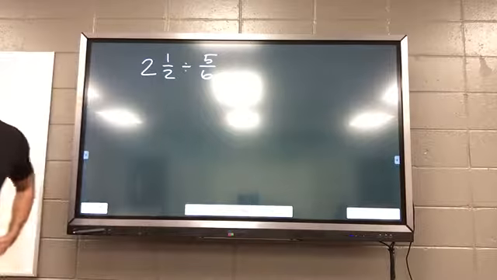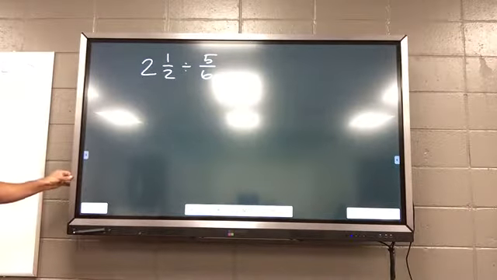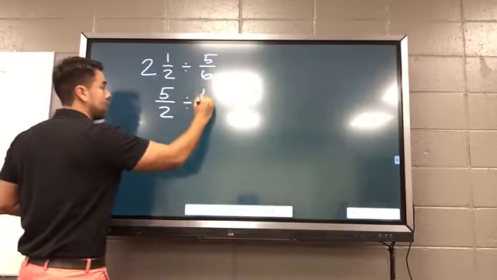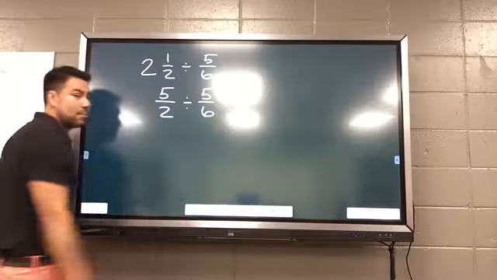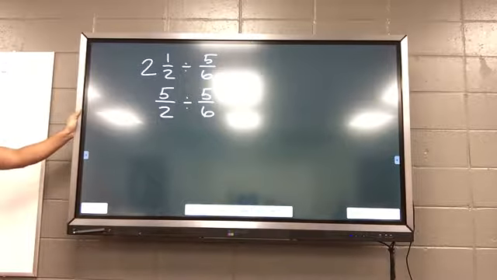Okay, I don't want to deal with it this way. Do you guys remember what I change mixed numbers into? Well, you make it a fraction. So I'll have 5/2 divided by 5/6. Okay, but there's another concept that we've looked at maybe in the past to make this not a division problem, but a multiplication problem. Is that even possible?